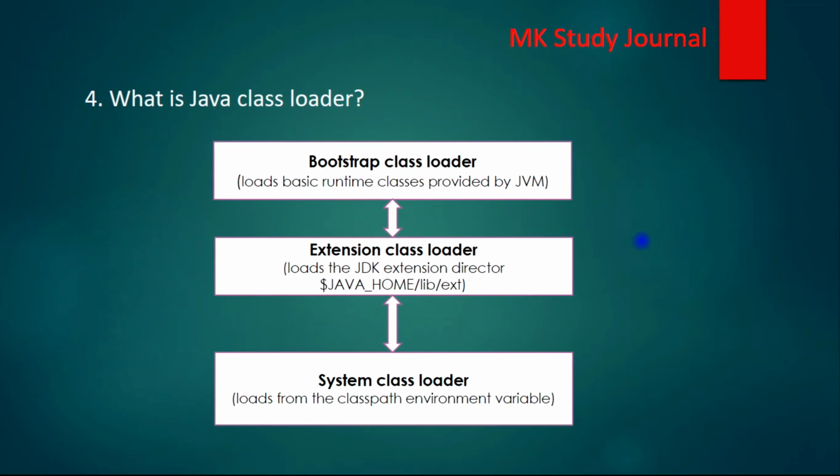And then the extension class loader loads all the extension libraries, basically all the extension libraries which reside inside the lib/ext folder. And the system class loader loads the files from the class path. The system class loader is also known as the application class loader. So these are the three Java class loaders: bootstrap, extension, and system class loader. Let's move to the next question.